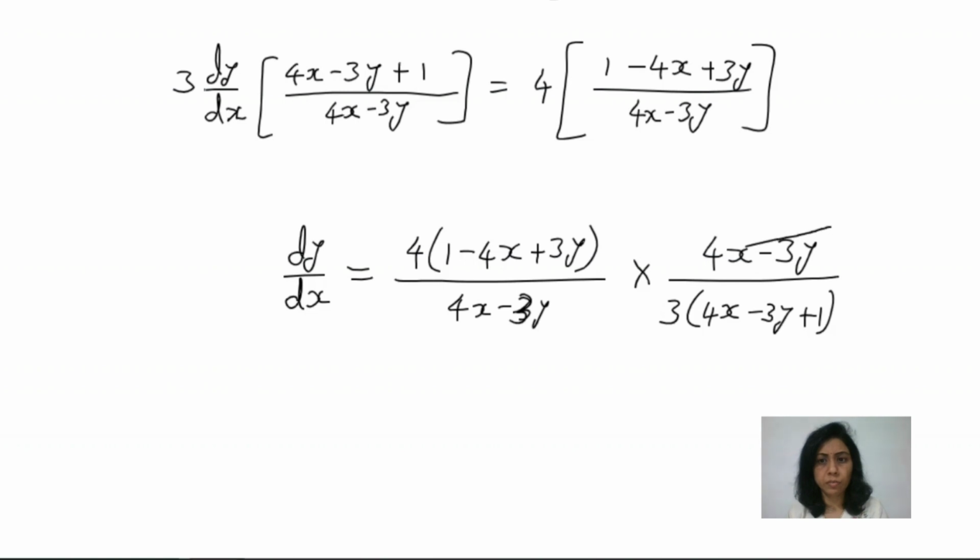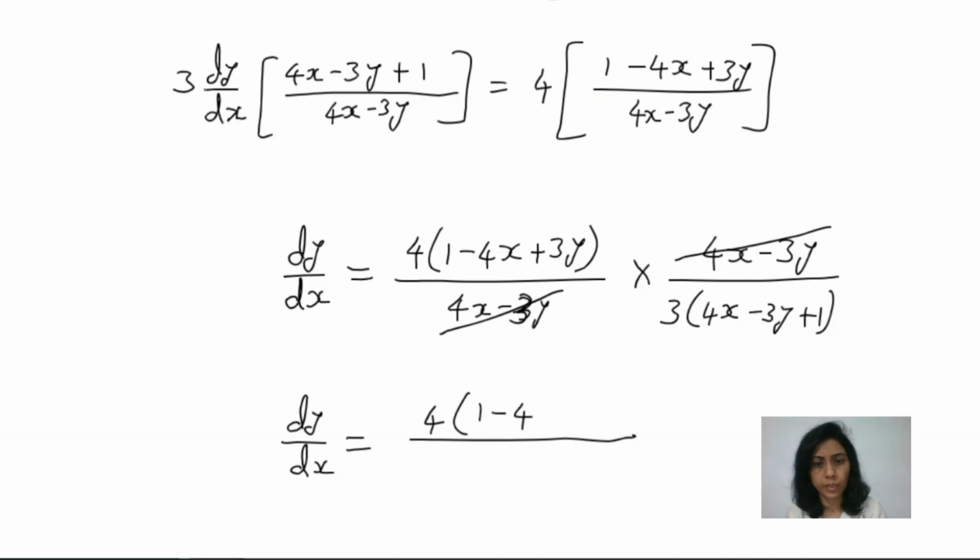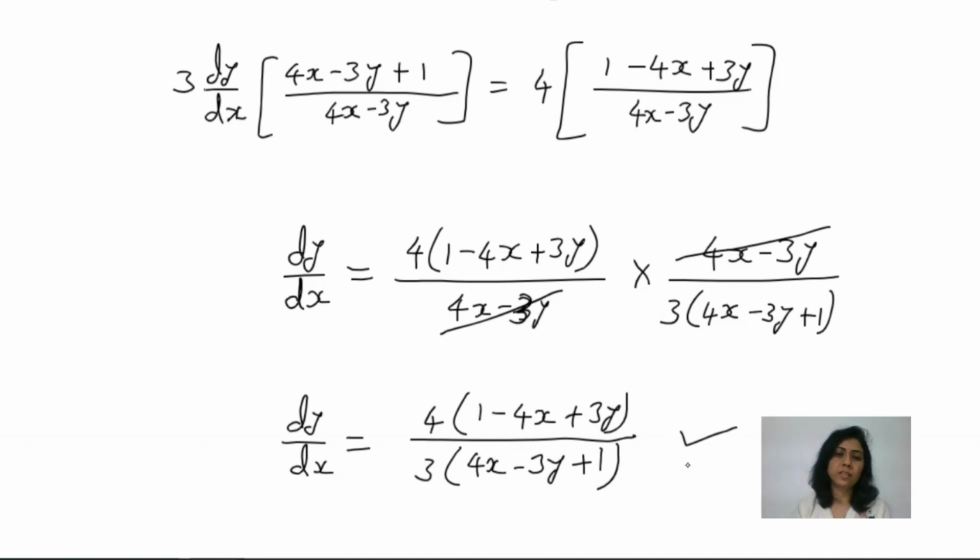4x minus 3y and this 4x minus 3y cancel, we get dy upon dx equal to 4 upon 3, actually 4 times (1 minus 4x plus 3y) divided by 3 times (4x minus 3y plus 1), and this is our final answer.